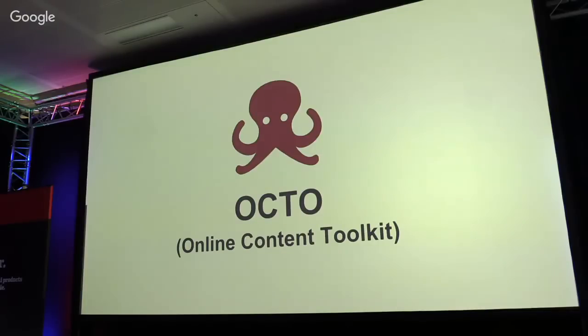Cool. So I'm going to tell you about a project that I've been working on. It's called Octo, or Online Content Toolkit, which is a really terrible name. So if you have a suggestion for a better one, please tell me.